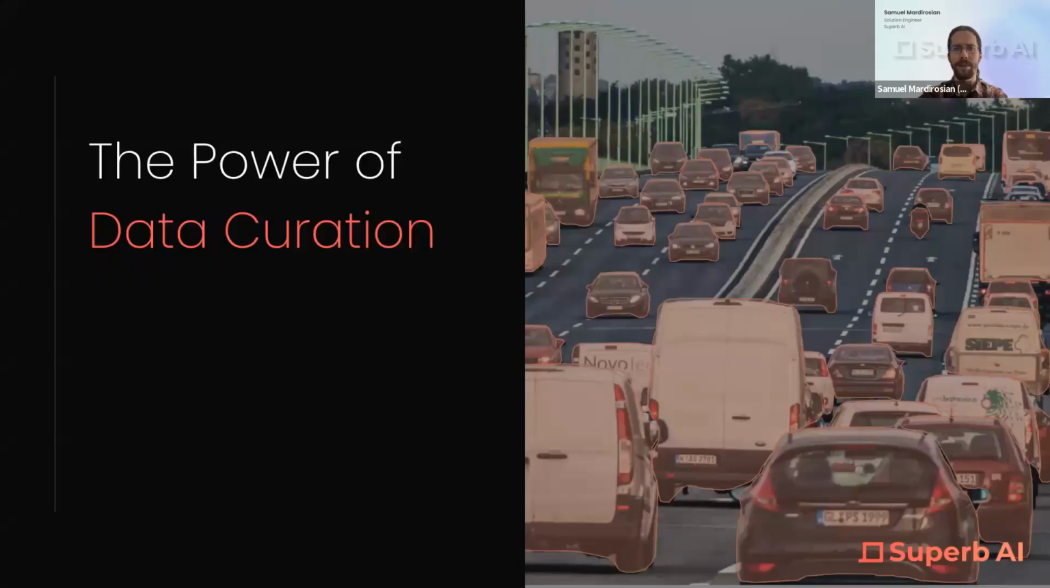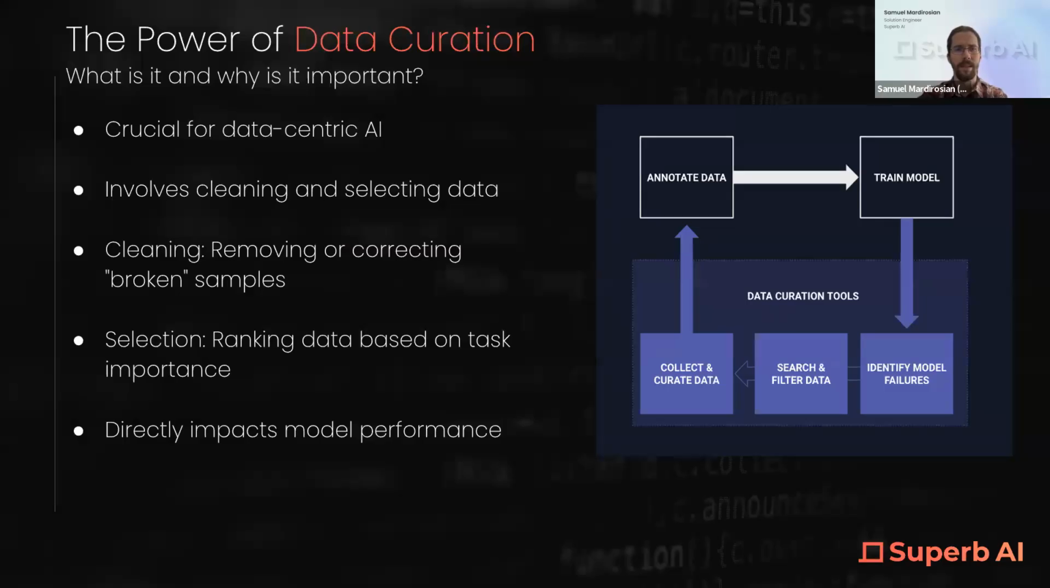All right, so let's start with a quick overview of what data curation is and why it's important. Data curation is a pretty critical process that involves organizing, integrating, and enhancing raw data to create a high-quality data set for machine learning models. It's not just about collecting data, but about selecting the right data that is relevant, diverse, and representative of the problem we're trying to solve.